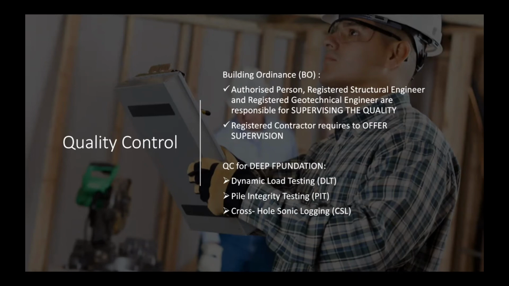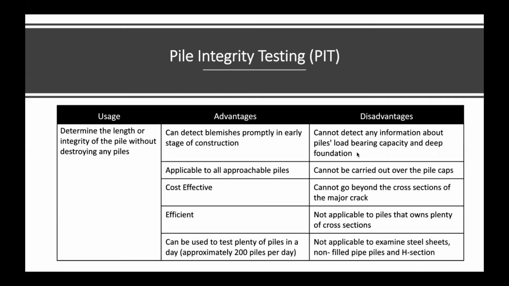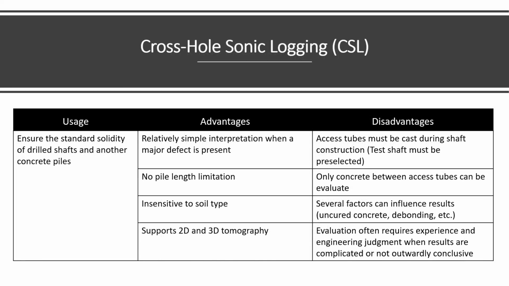and cross-hole testing. For the pile integrity testing, there are mountains of advantages, such as being applicable to all types of piles and cost efficient. However, every cloud has a silver lining, and it still has some limitations. For example, it is not applicable to piles that have plenty of cross sections and cannot be carried out over the pile caps. The second common pile test in Hong Kong is cross-hole sonic logging, CSL.